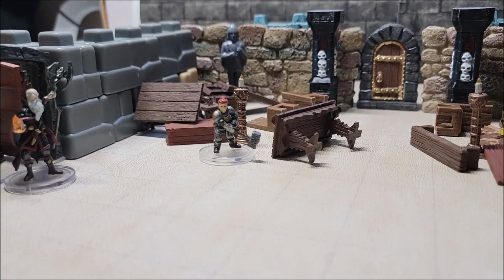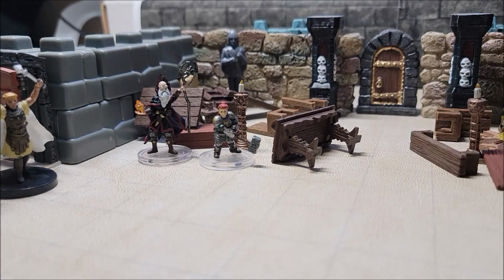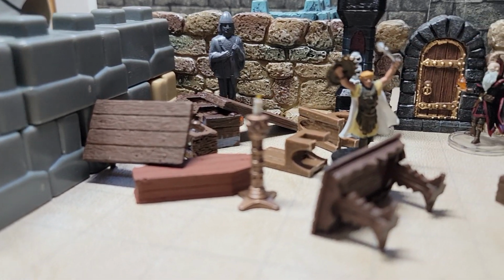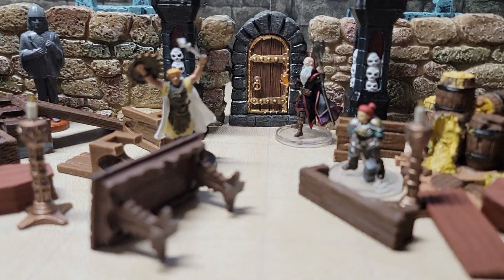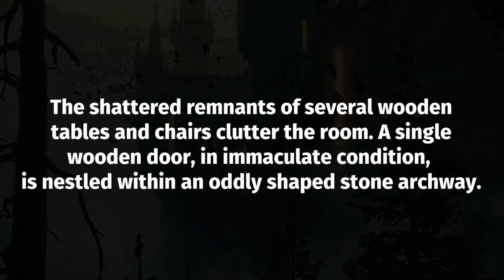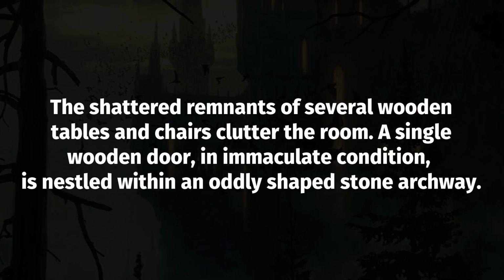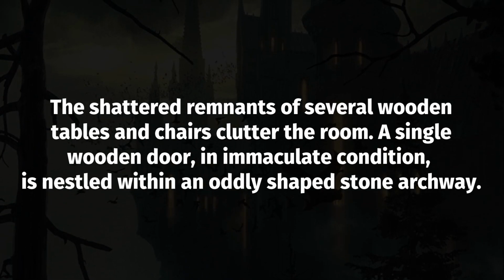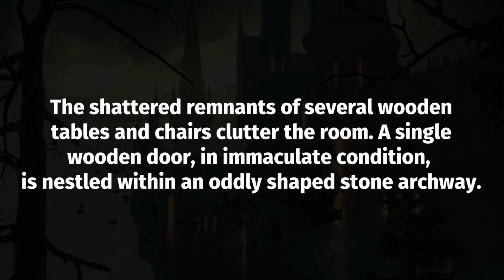Now let's get started and see how we open that Vampiric door. So in this puzzle, our characters are going to enter a room that has all types of tables and chairs and wooden furniture that are destroyed and in disarray. And we could read them the following text. The shattered remnants of several wooden tables and chairs clutter the room. A single wooden door in immaculate condition is nestled within an oddly shaped stone archway.